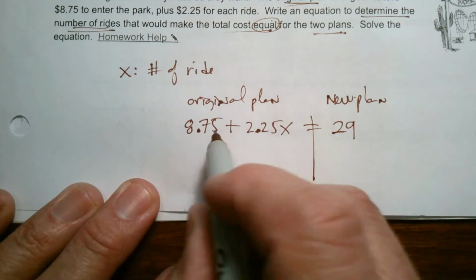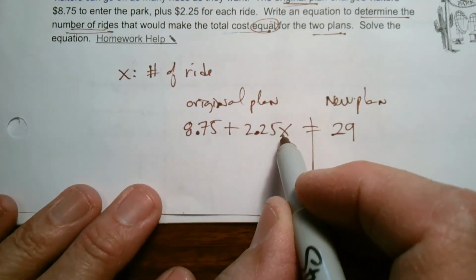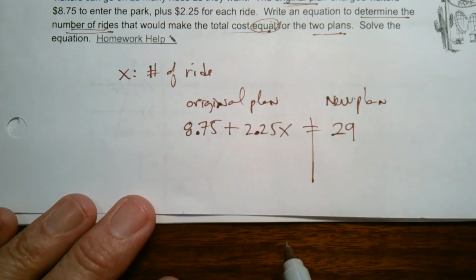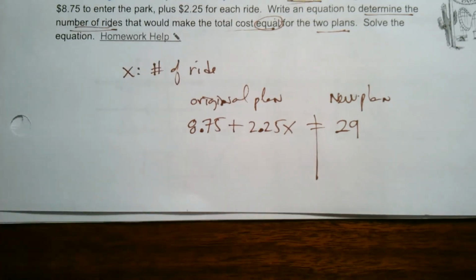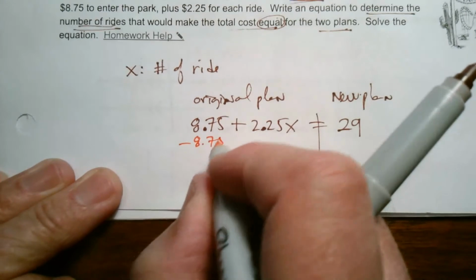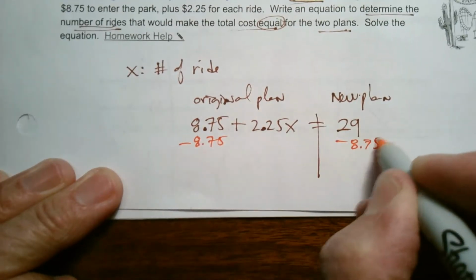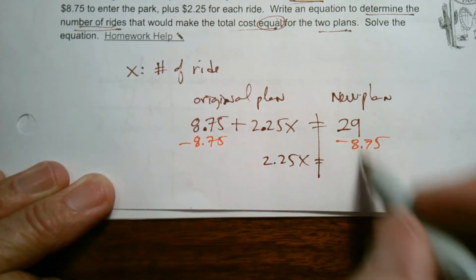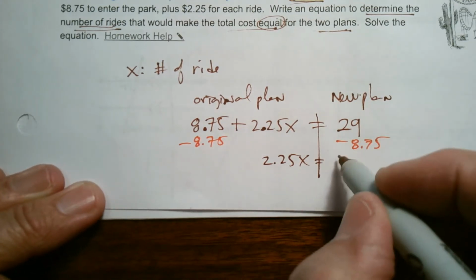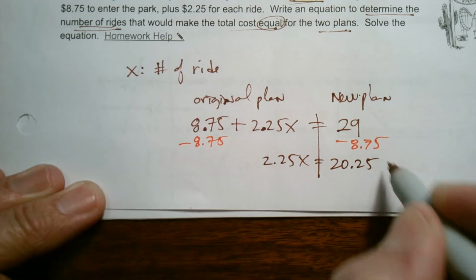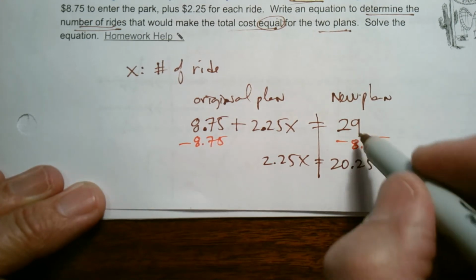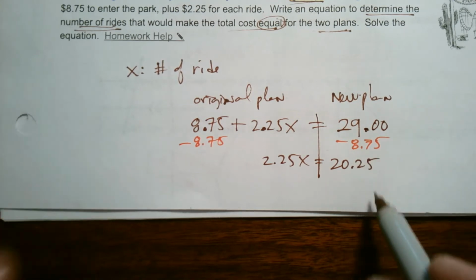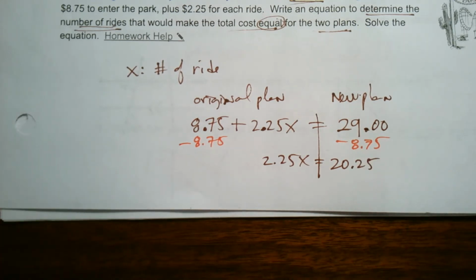Create this equation where I want to know how many rides it will take for the original plan to be equal to the new plan. I'm going to solve this equation, subtracting 8.75 from both sides. So I get 2.25x is equal to $29 minus $8.75, which gives me $20.25.